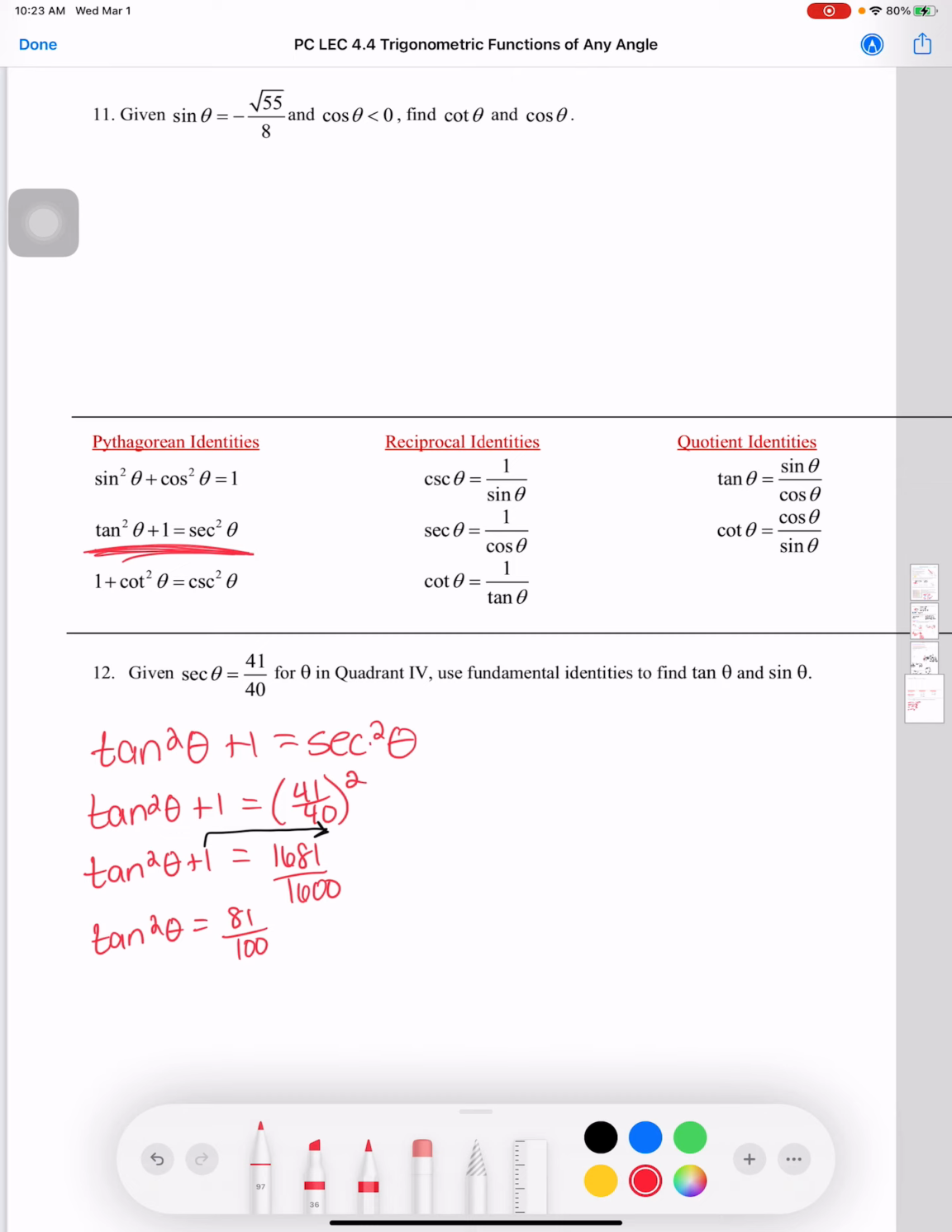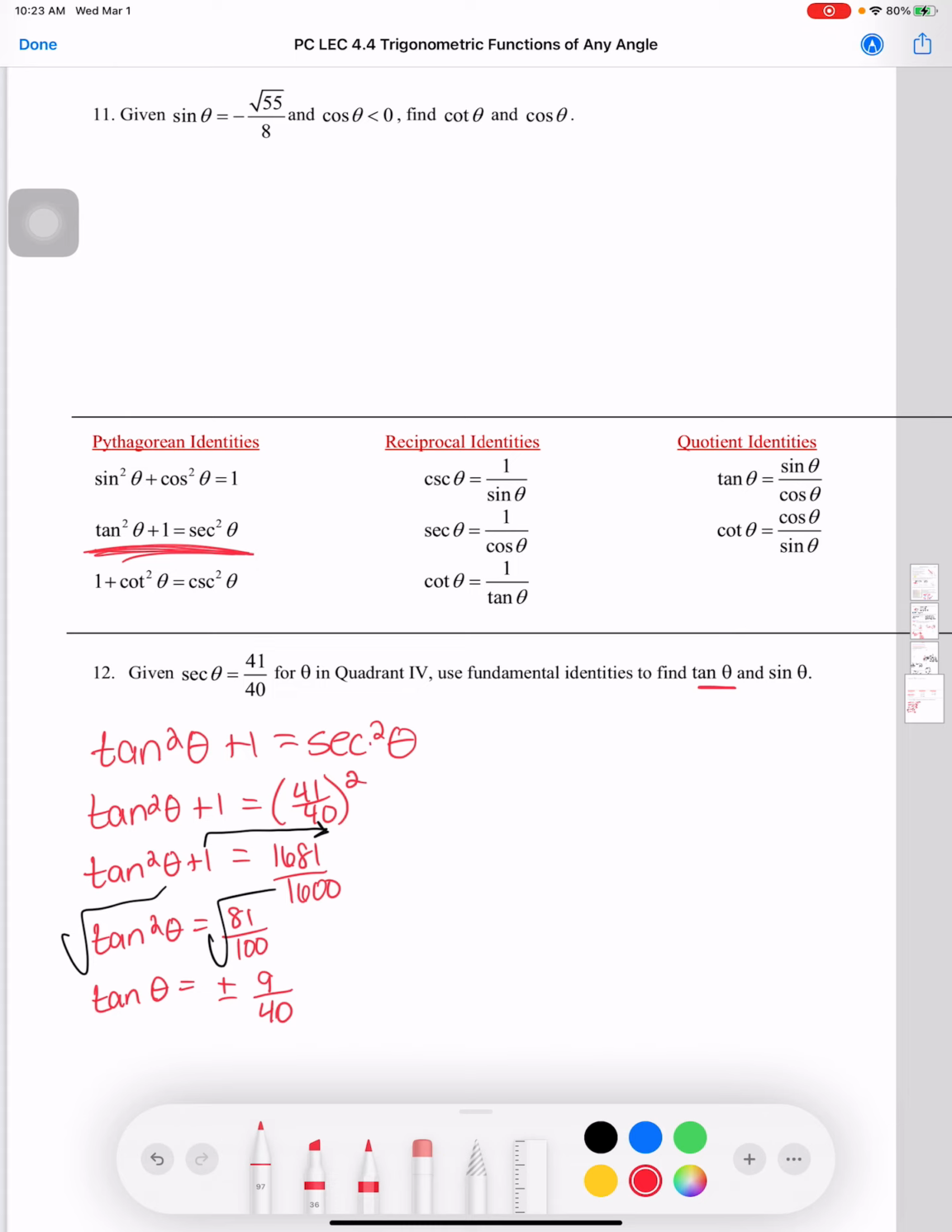And of course, this is tan squared theta. So what we want is tan, not tan squared. So we're going to take the square root of both sides, and that leaves me with tan theta equal to positive and negative 9 over 40. So now here's the thing.